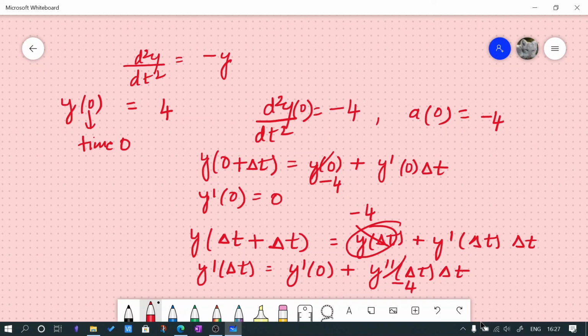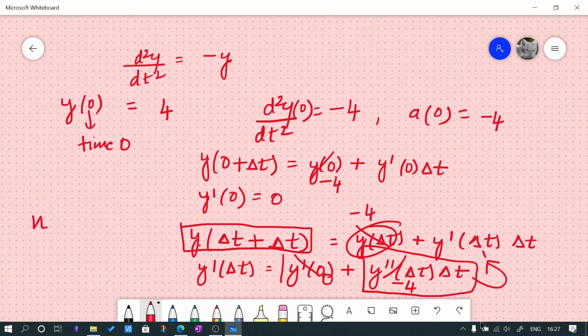Delta t is some value. Let's take the initial velocity of the block as 0. So now we have a non-zero value for y dash delta t, which is minus 4 times delta t. So we'll put this value in this equation and we'll get the value of y, right? And that was the point of the exercise. So we keep doing this for n times delta t, so n time steps.